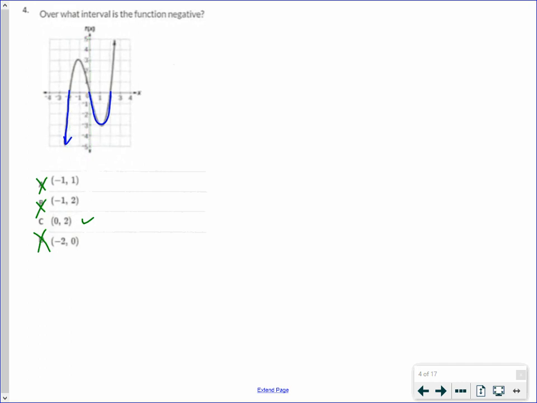Let's go ahead and just mark our lines again so you can see what the answer is. It's 0 to 2. And we see everything in between those two lines that I drew, which is from 0 to 2, is in blue and below the x-axis. So in this case, 4 is C.